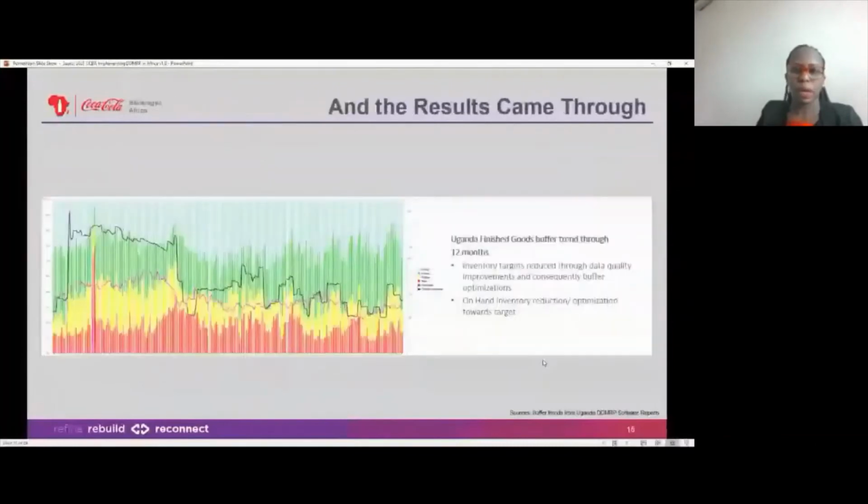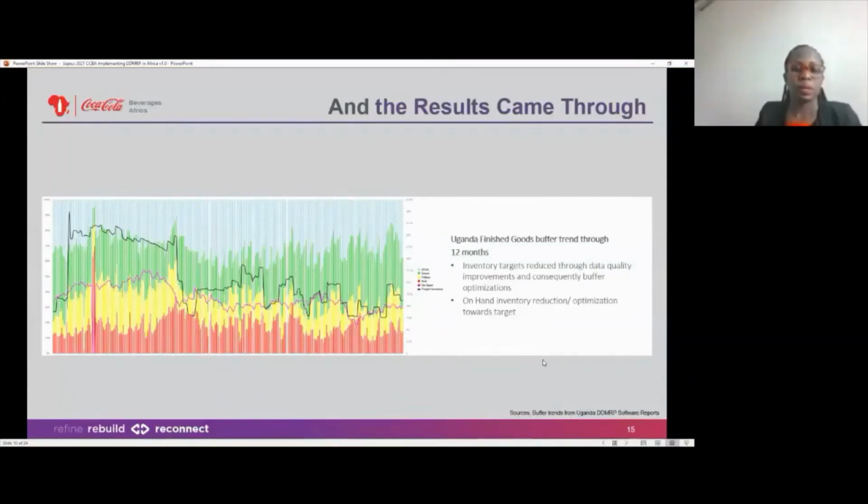Moving on, we look at the results that came through. That dark black line is our target inventory. Then the purple line that is running across is the on-hand inventory that we are holding. So for the last 12 months of our finished goods, this is a buffer trend for our DDMRP system. You realize that we have been stable for the last 8 months. As you see, the first about 4 months were unstable because the target inventory was higher than the on-hand. Then as we got along, the target inventory came closer to the on-hand, and we are realizing stability at this point in time.